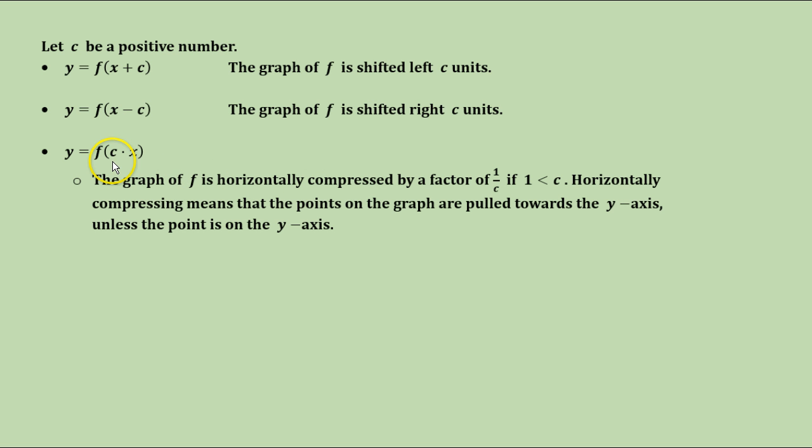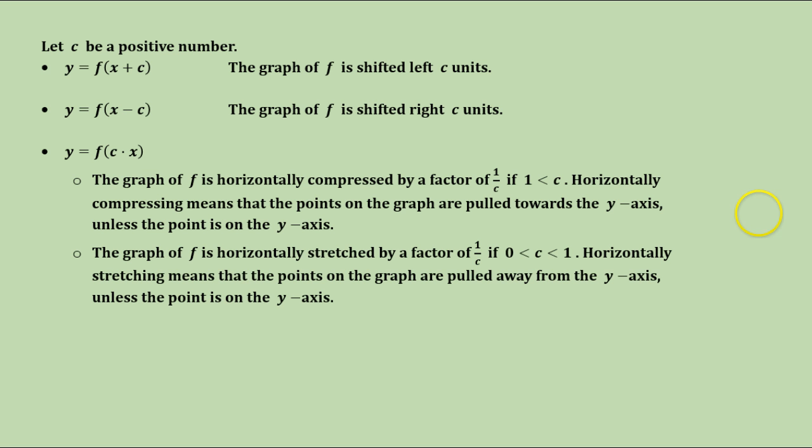If you're multiplying a number to the input before you plug it in, if that number happens to be bigger than 1, you're going to horizontally compress the graph by a factor of the reciprocal, 1 over c. And what that means is your graph is going to be pulled closer towards the y-axis, unless you're already on the y-axis, in which case you're going to stay fixed, because if x is 0, then c times 0 is still 0. If your number is between 0 and 1, you're going to horizontally stretch it by a factor of the reciprocal, 1 over c, and that means you're going to pull the points away from the y-axis unless they're already on the y-axis, in which case they stay fixed.